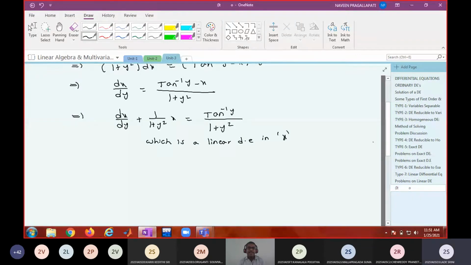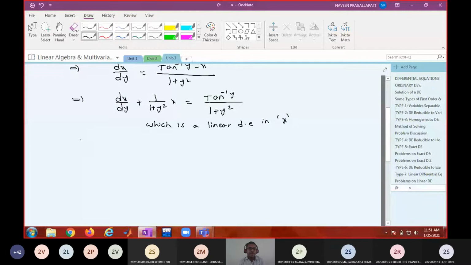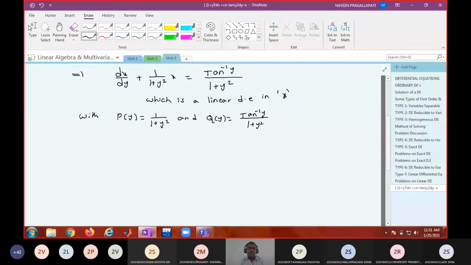In the x dependent. Therefore, P of y, independent variable is y now. P of y is 1 by 1 plus y square, and q of y is equal to tan inverse y by 1 plus y square. Okay. Therefore, what is the integrating factor?